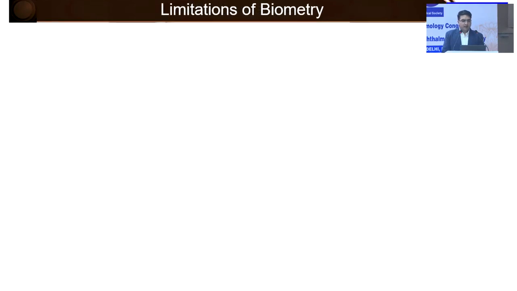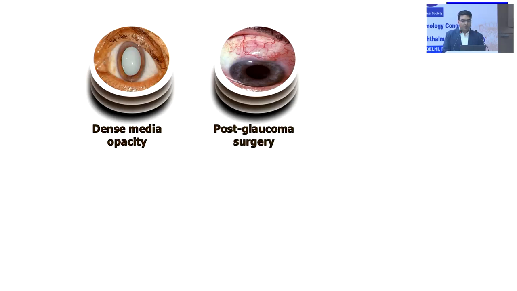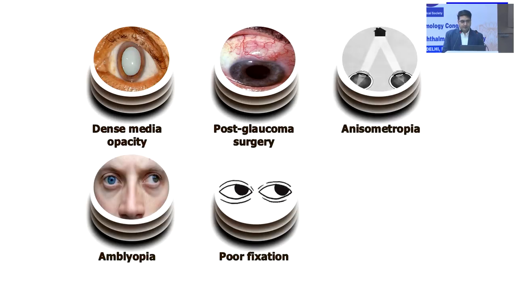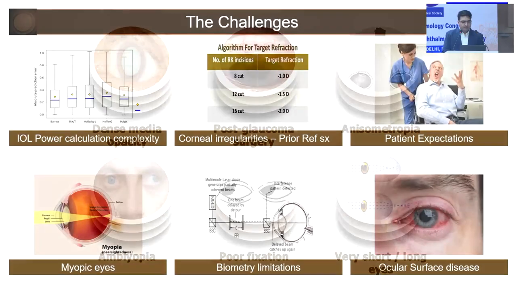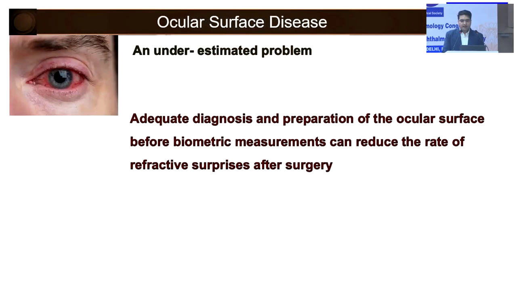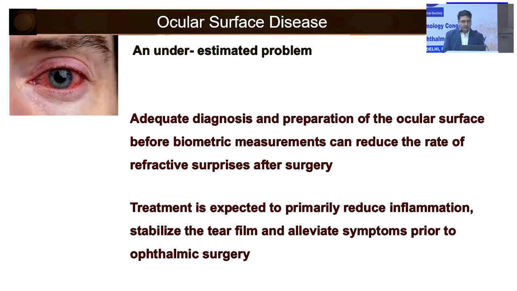The limitations of biometry can be seen in dense media, post-glaucoma surgery, anisometropia, amblyopia, poor fixation, and very short or long eyes. Ocular surface disease is an underestimated problem. Adequate diagnosis and preparation of the ocular surface before biometric measurements can reduce the rate of refractive surprises after surgery. Treatment is expected to primarily reduce inflammation, stabilize the tear film, and alleviate symptoms prior to the surgery.